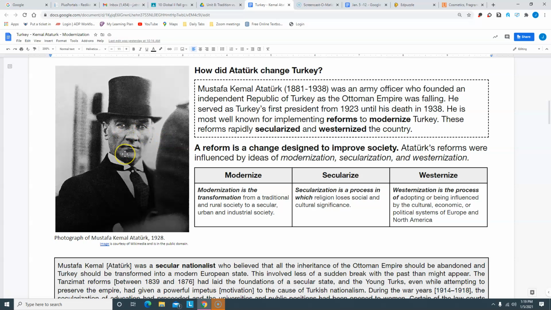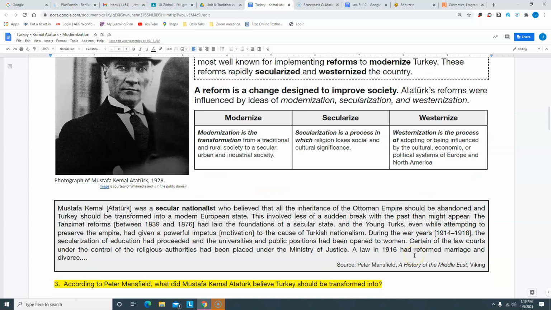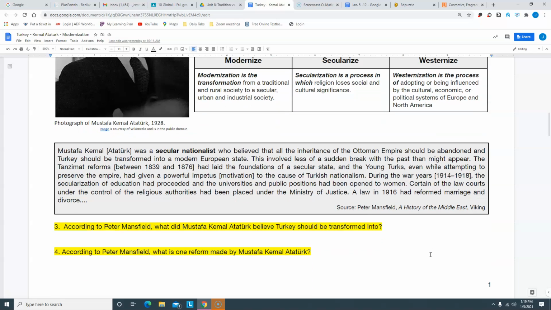Here on the left is a picture of Mustafa Kemal Ataturk in 1928. In a moment, I'm going to ask you to answer these questions on the bottom, questions 3 and 4. According to Peter Mansfield, and we're going to read an excerpt from his book in just a moment, what did Mustafa Kemal Ataturk believe Turkey should be transformed into? And 4, according to Peter Mansfield, what is one reform made by Mustafa Kemal Ataturk? So reading this excerpt by Peter Mansfield, it's called A History of the Middle East.